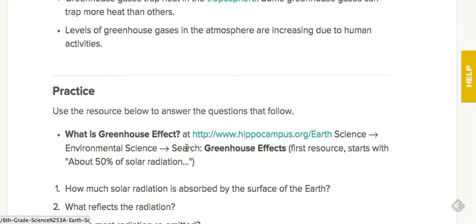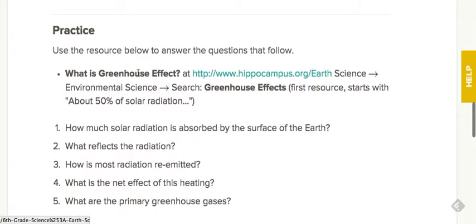When you pull this reading up on your own, when you get to this practice section, when you get to this question, what is greenhouse effect, you will click right here and it will take you to some information.